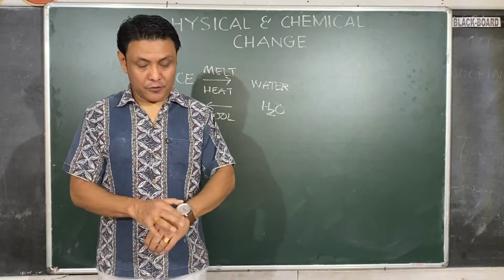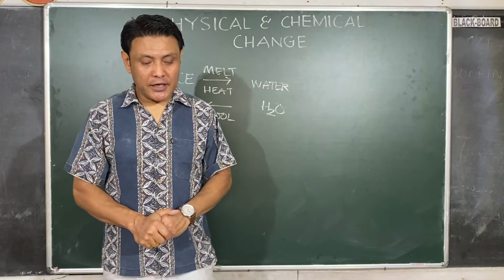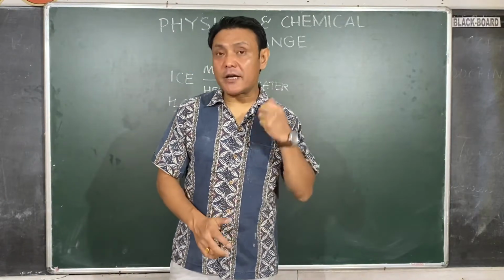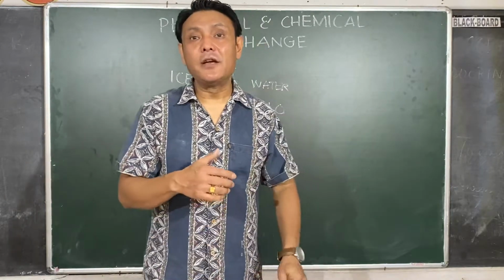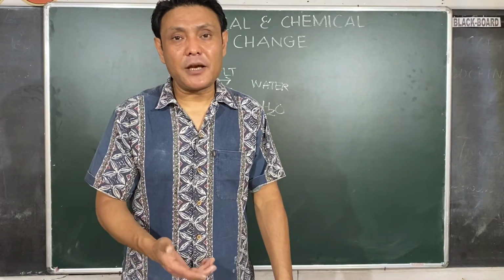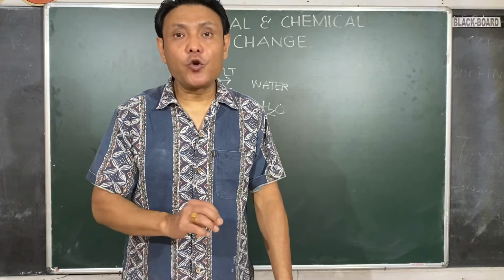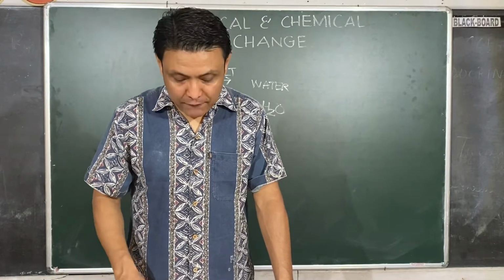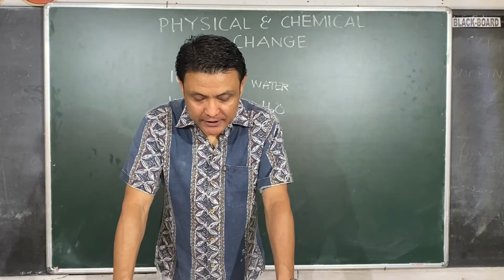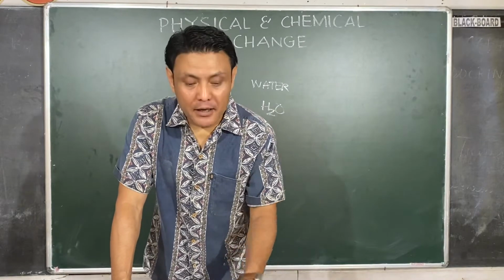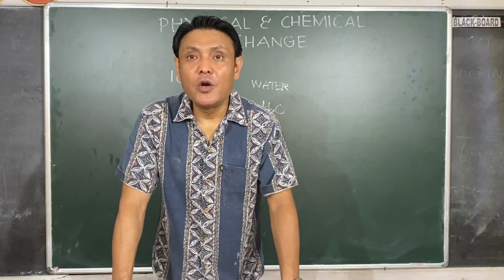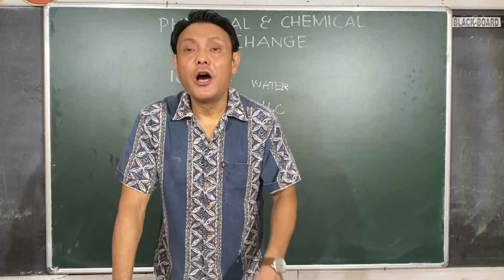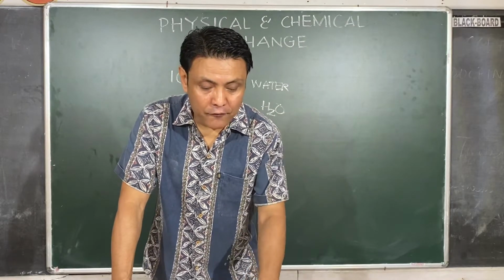A chemical change is a change in which new substances are formed. That means there is an alteration in the substance chemically. So one or more totally new substances will be formed in a chemical change. For example, when you burn a piece of paper, it turns into ash. A totally new substance is formed.